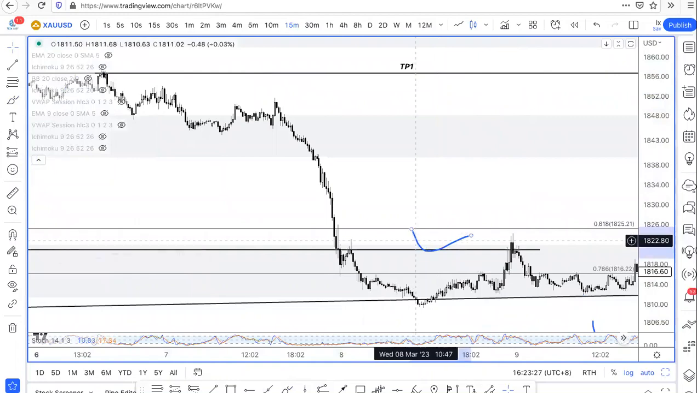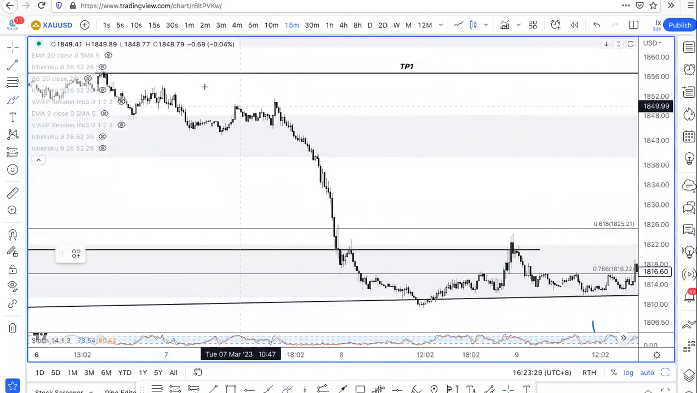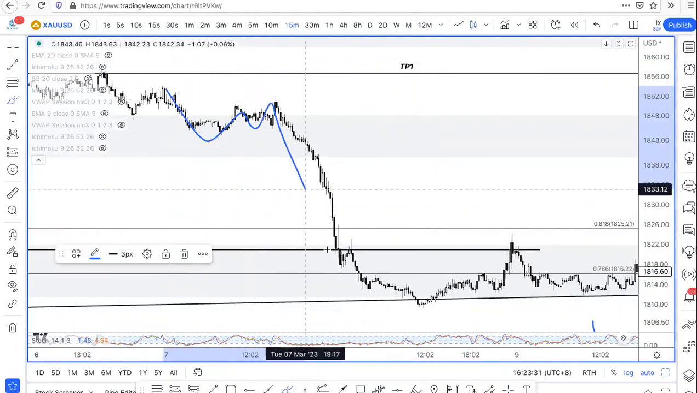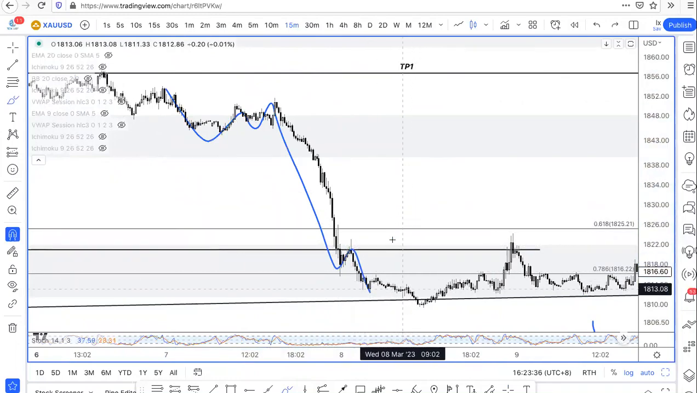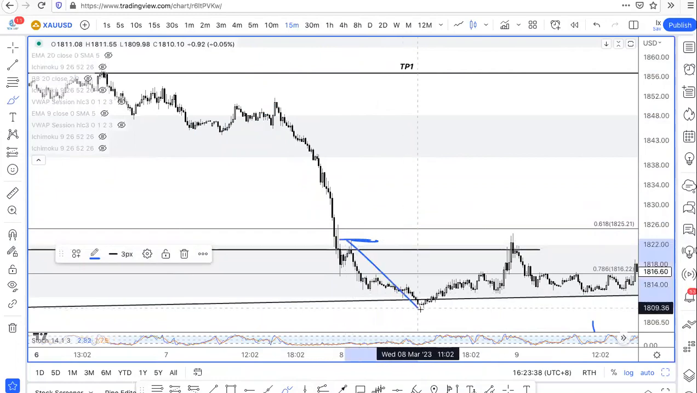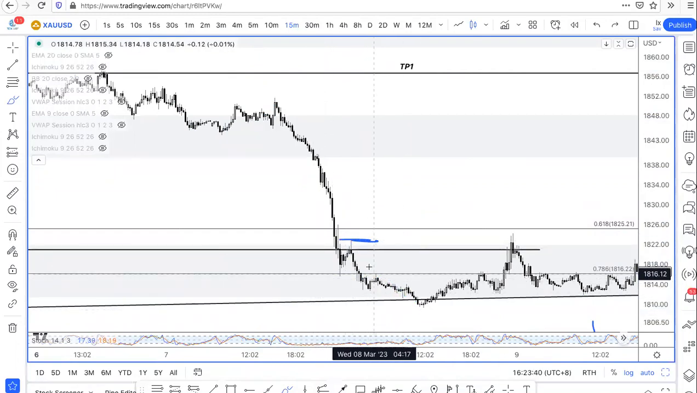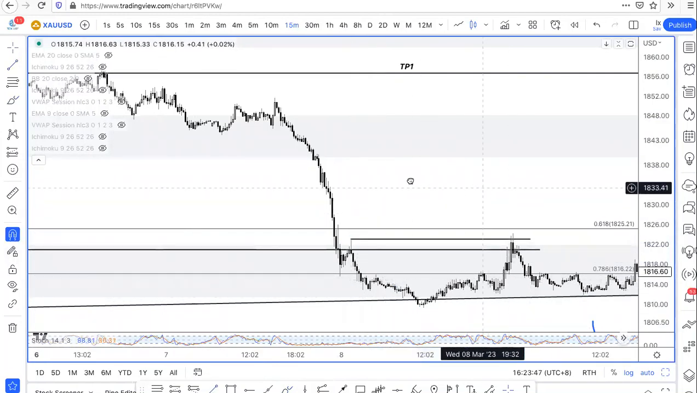So you can see the change in structure happen here. Price starts forming lower lows and lower highs. If I mark out the highs and lows, you can see this area coming into this support zone. This is the last high that broke the previous low. So if price breaks above this high, then this is the first sign that we could be seeing a change.